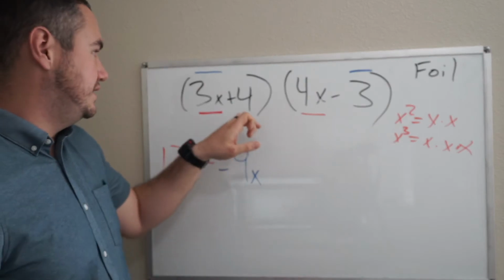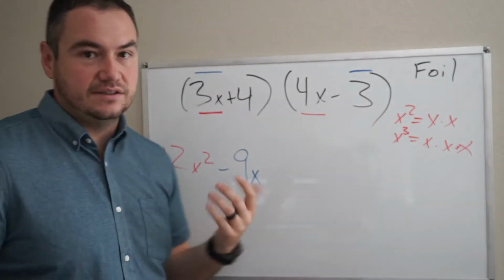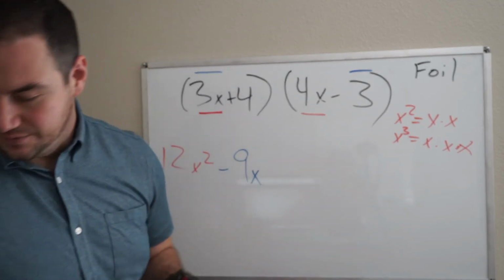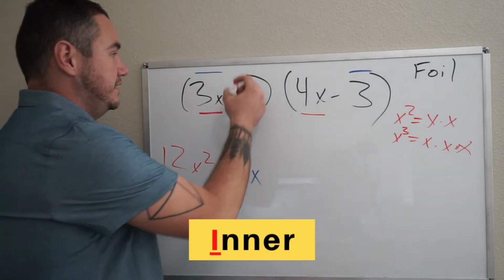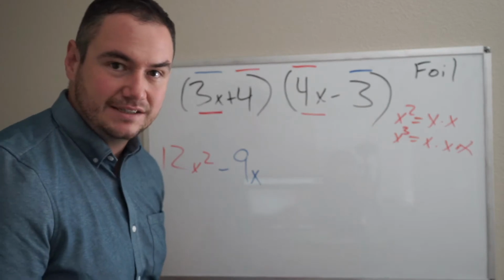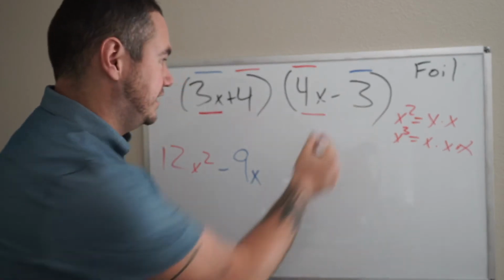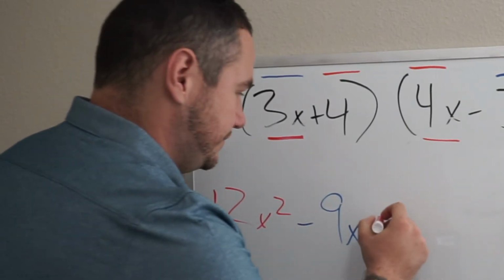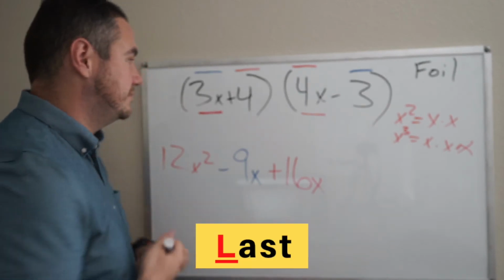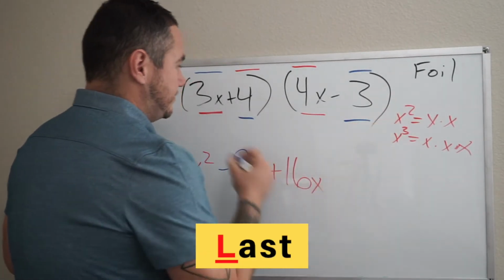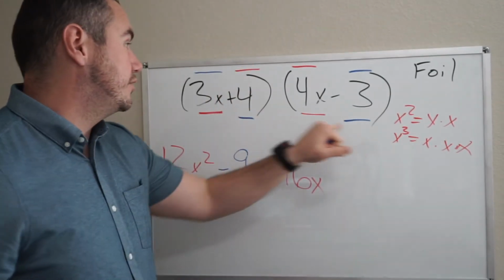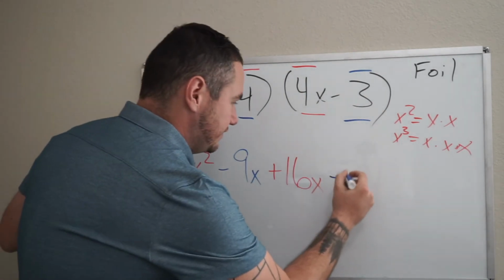Now we're going to move into the inner and last. You'll see that this is just making sure everybody is distributed to everybody, so nothing goes unaccounted for. So next we're going to do inner. This is going to be 4 times 4x. So 4 times 4x is going to be 16x. You've got to include the x. And that's going to be a positive value, just because there's no negative numbers there. Now we're going to distribute the last number. That's going to be our positive 4 and our negative 3. A positive times a negative, those don't match, so you're going to get a negative number. So 4 times negative 3, we're going to get negative 12.